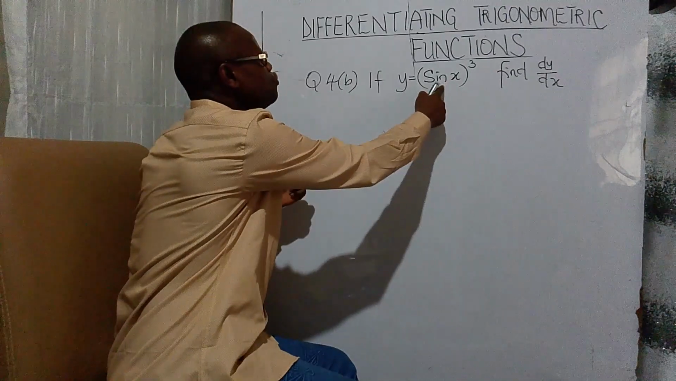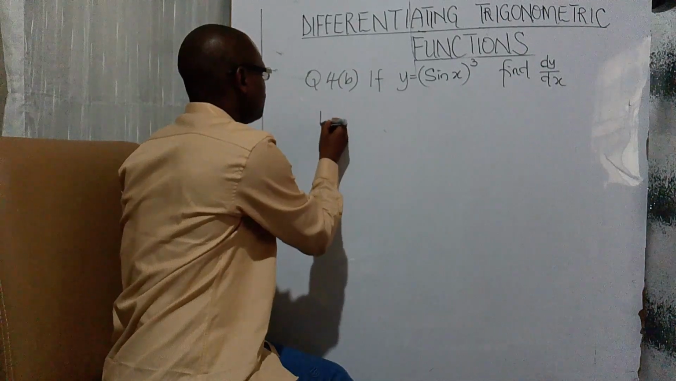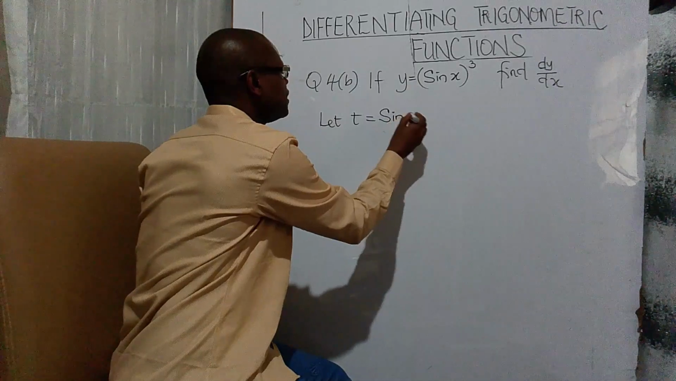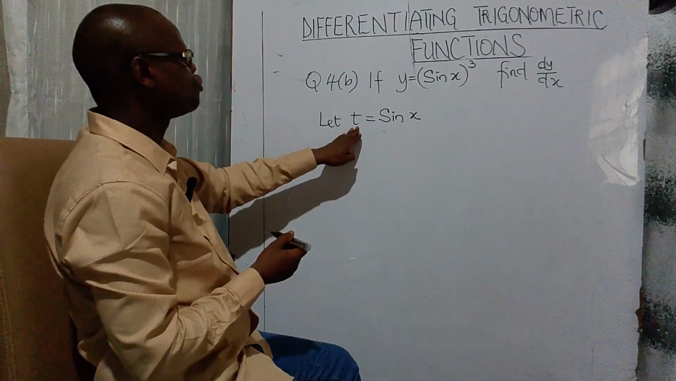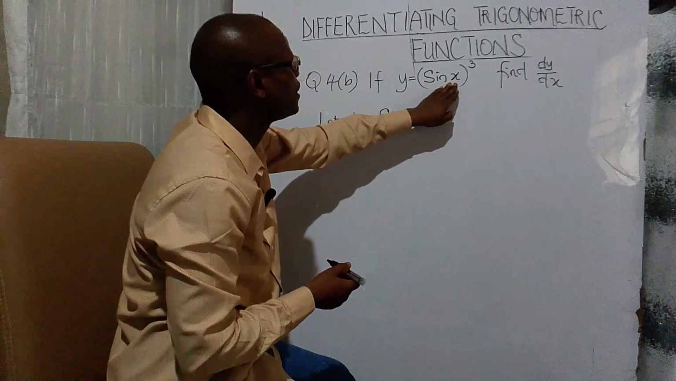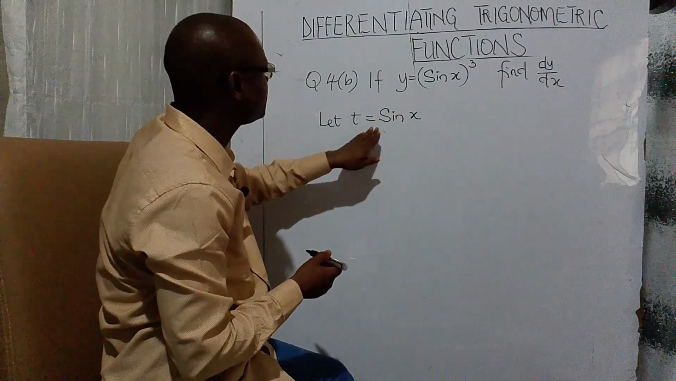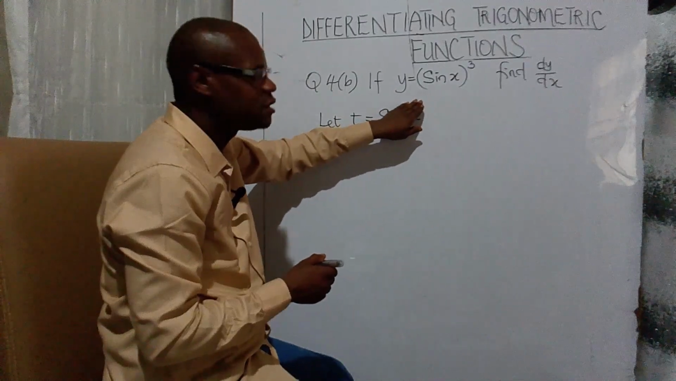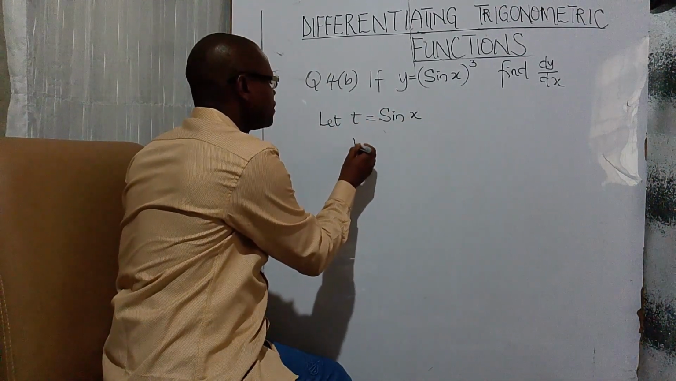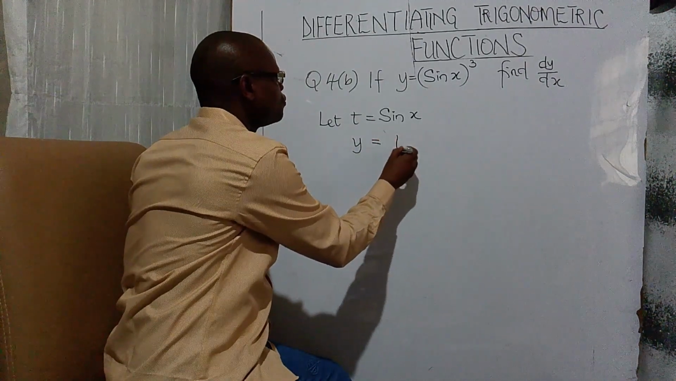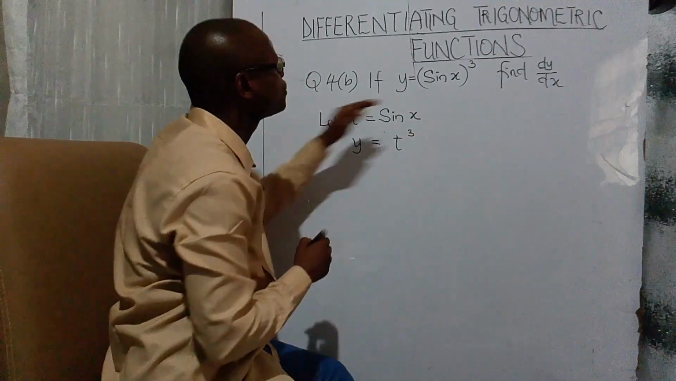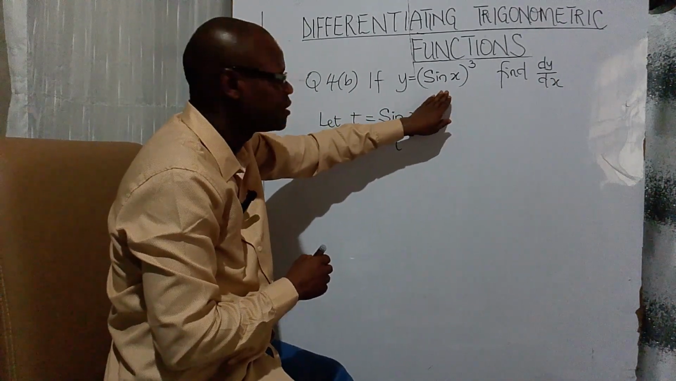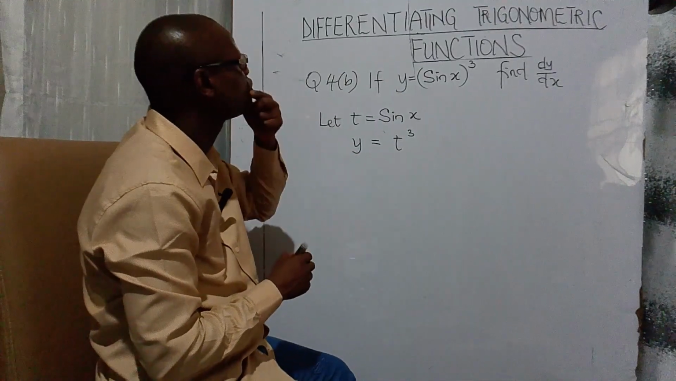So we use a different variable. Let t be equal to sine x. You can use any letter of your choice as long as it is not y and x. So if t is equal to sine x, that simply means that we can rewrite this equation as y is equal to t raised to the power of 3. So t is now replacing our sine x.